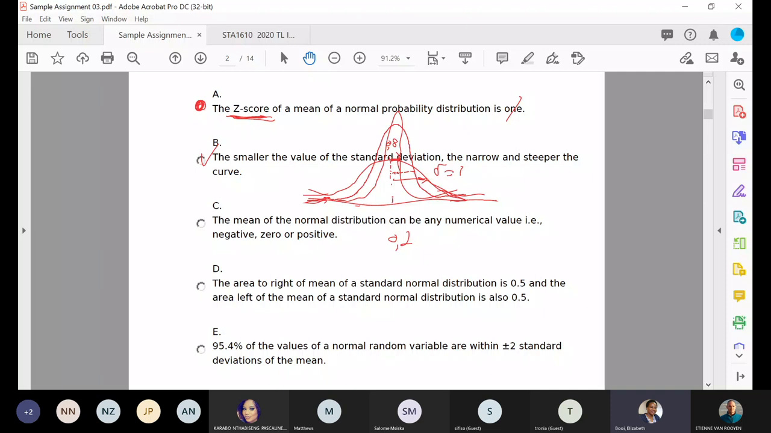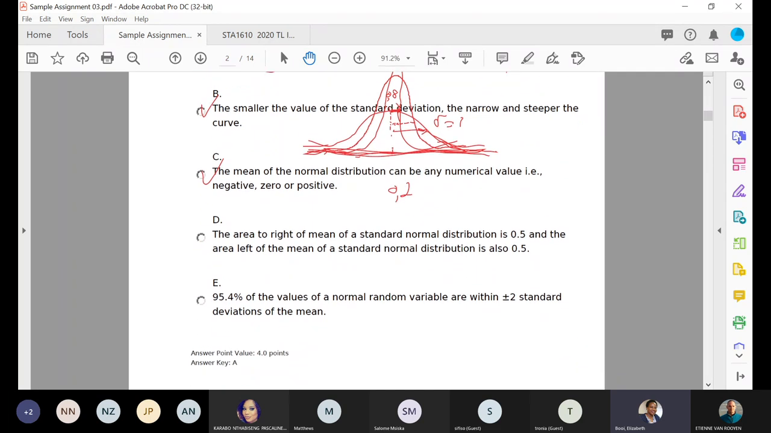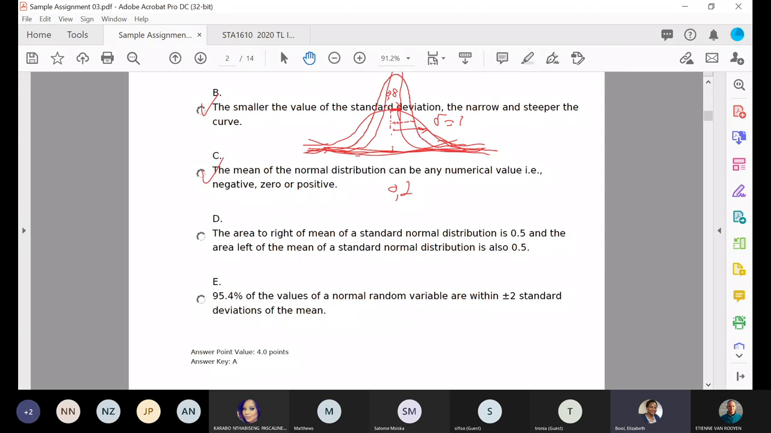The mean of a normal distribution can be any value that is negative, 0 or positive. So we know that it can take any value on this line for the mean of your normal distribution. That is true because the mean can be minus 1 there, or 1 there, or 2 there. The area to the right of your standard normal distribution is 0.5 and the area to the left will be 0.5.